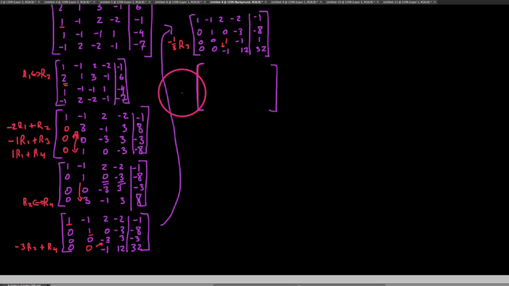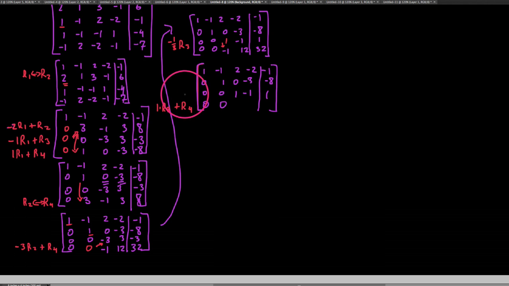Or we could interpret this as really what we're doing is we're taking row 3 times 1, which is the opposite of this -1. We're adding it onto row 4. So row 1: 1, -1, 2, -2, bar, -1. Row 2: 0, 1, 0, -3, -8. Row 3 is 0, 0, 1, -1, 1. And then our last row we have 0, 0.